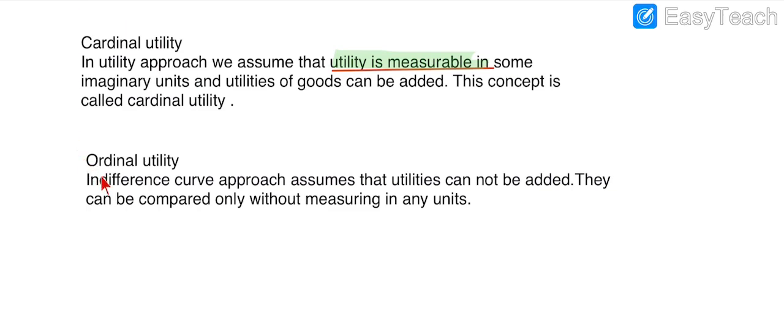And on the other side, what is ordinal utility? The indifference curve approach assumes that utilities cannot be added. According to cardinal utility, utility is measurable, while according to ordinal utility, utility cannot be added. They can be compared only, without measuring in units. Is the concept clear to all of you? Cardinal has the concept that utility is measurable, while ordinal has the concept that utility cannot be added.